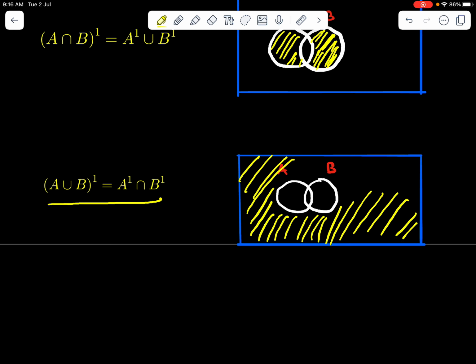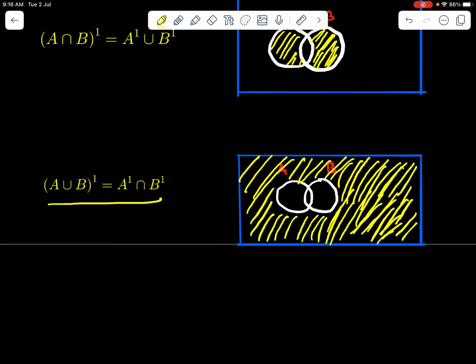Except A and B. Okay. These are the Venn diagrams.